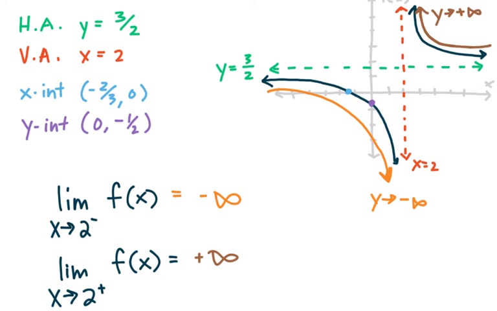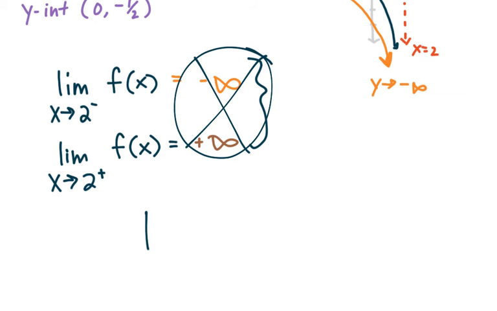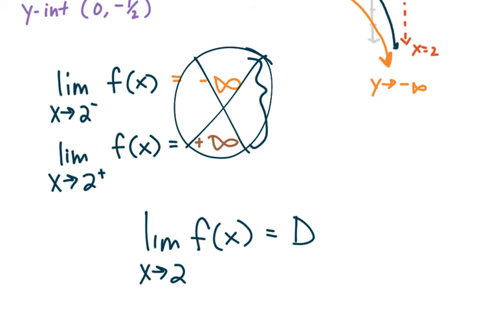Now, do the left hand and the right hand sides match? And the answer is no, they do not. So in this situation, we are going to say that the general limit as x approaches 2 of f of x does not exist. We're going to write DNE. So when the left and the right hand limits are not the same, when we're not going to the same number from both sides, that's a situation where the limit doesn't exist.